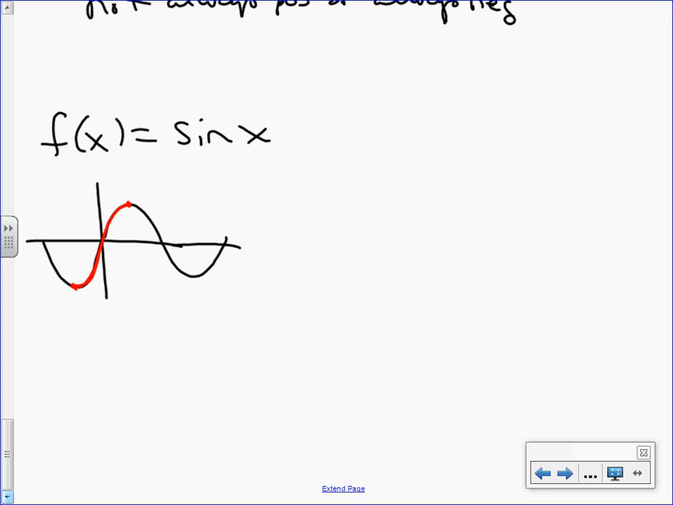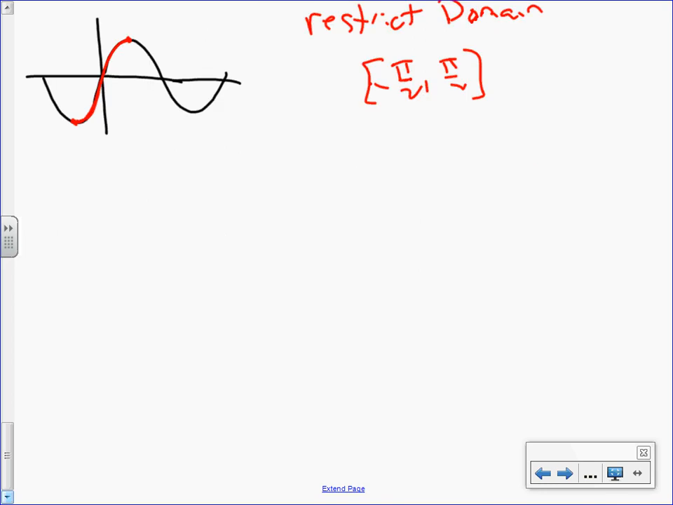So for sine, we restrict the domain. And in this case, the domain would be from -pi/2 to pi/2. Then we would have an inverse function. Okay? So we'll come back and revisit that a little bit later on. Okay? All right.